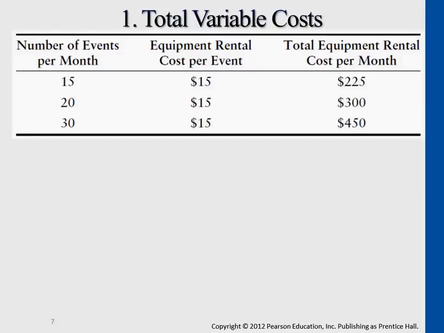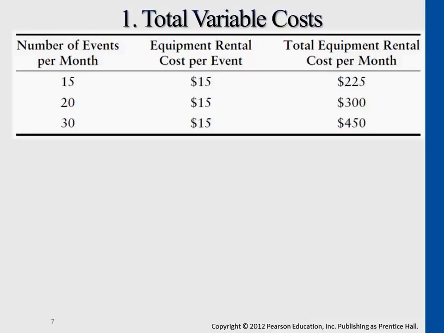Whenever customers request these services, they need to rent a certain type of equipment for the event. So this $15 here is the cost of renting that equipment every time a customer's request comes in. So if this is 3 months of information, we see January 15 events, February 20 events, and March 30 events. Obviously, the month that would incur the most rental cost would be March, because there are more events requested by customers.